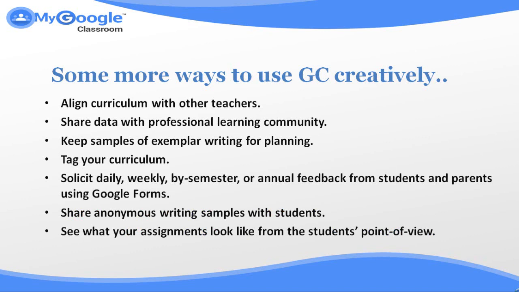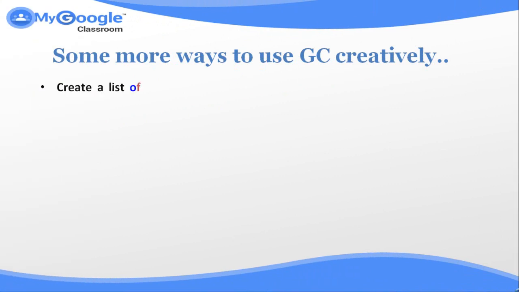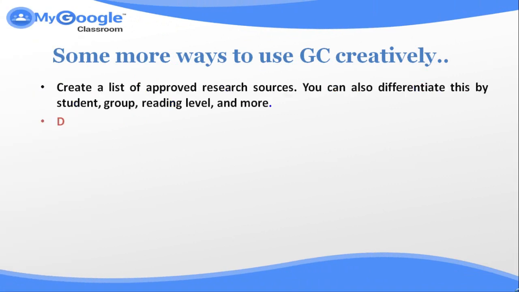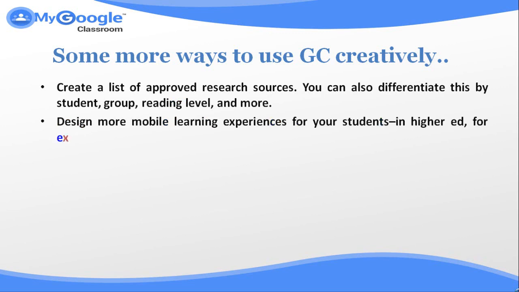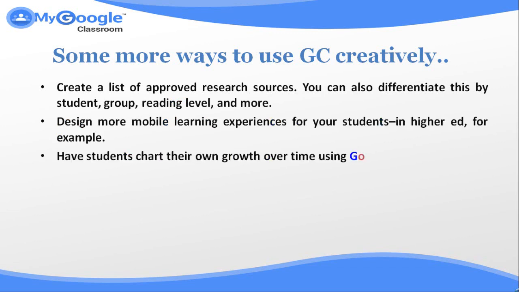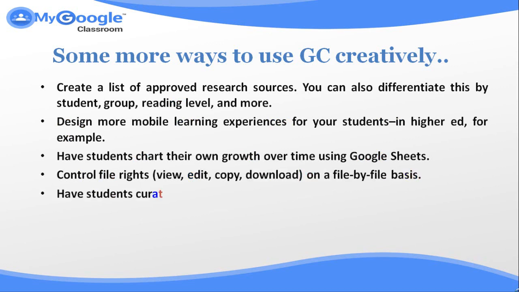Share anonymous writing samples with students. See what your assignments look like from the student's point of view. Create a list of approved research sources. You can also differentiate this by student, group, reading level, and more. Design more mobile learning experiences for your students, in higher ed, for example.